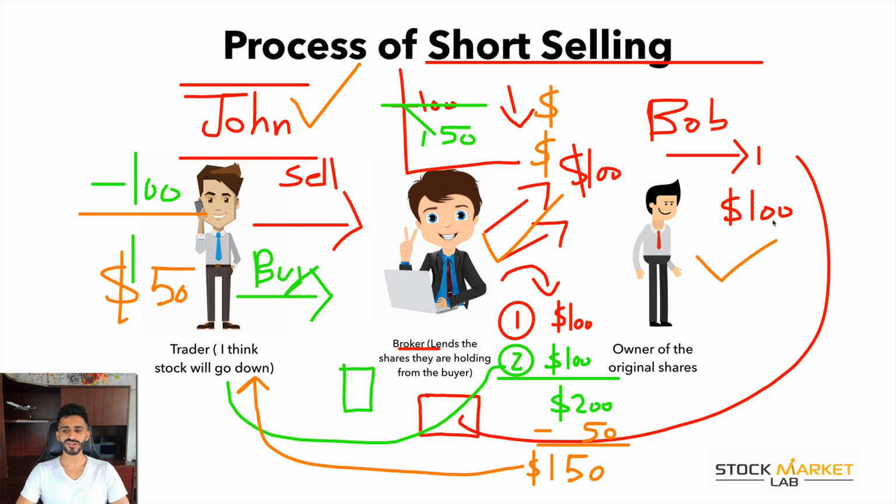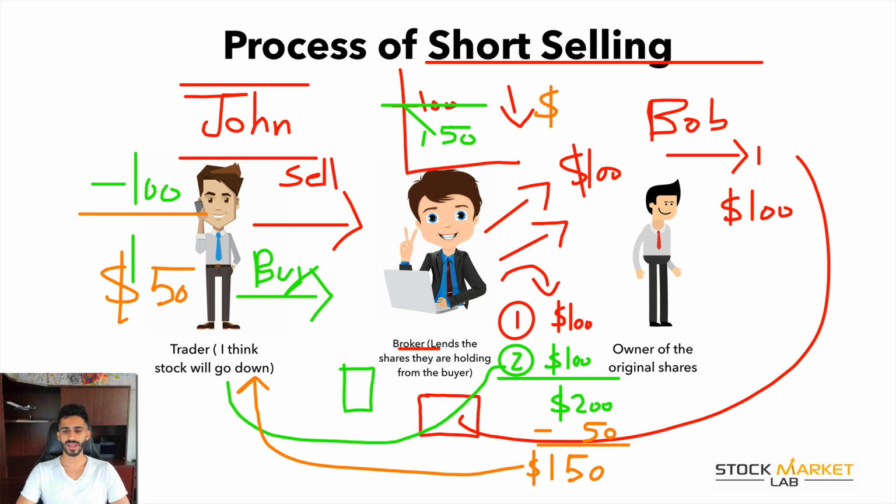Now, if Bob ever needs to sell his shares, the broker will make it available and give it back, because obviously Bob's shares are not the only shares the broker is holding. Usually they're holding other people's shares or other company shares, and all the shares are in a pool or a basket, right? So that's the process of short selling on the back end.